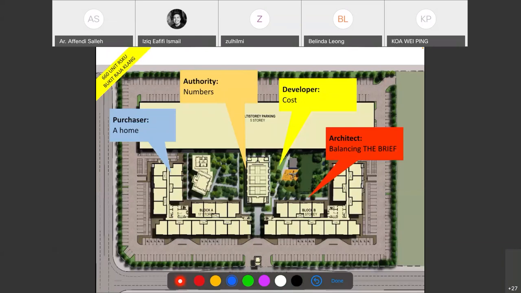Okay. So until now, we have talked about the what part of RSKU. Now this is the how part of RSKU. How do I do this in the office? Yeah, to juggle within the numbers imposed by the authority, the cost stipulated by the developer, and the ideals of home wanted by the purchaser, and here I am. We have to balance the brief. So I'm using a case study of my own project, RSKU in Bandar Bukit Raja in Klang, BBR, completed a year ago. People are already moving in, dah siap CCC semua. Total number 660 units.